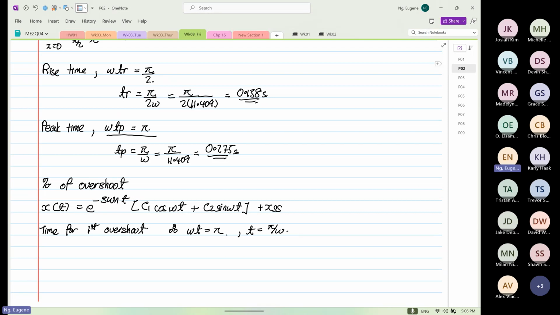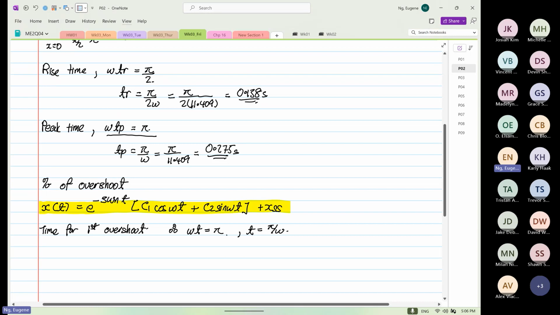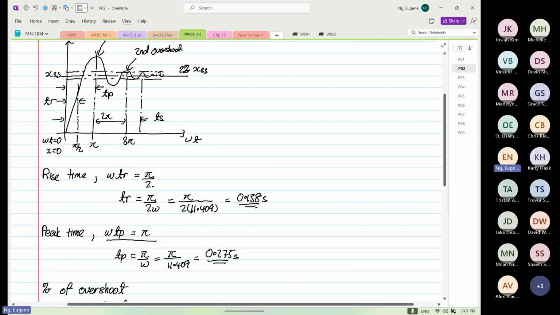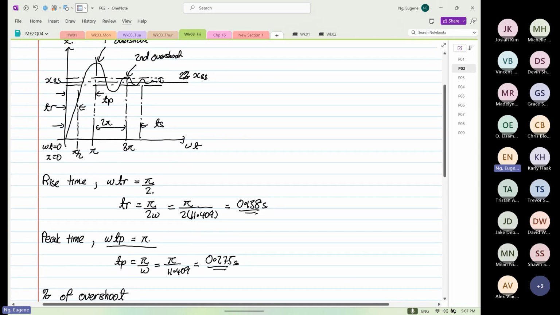Why? Because the equation over here is in terms of what? Time. Okay? That's why you want this expression where time is equal to pi over omega, where you will see your first overshoot. We want to know the first overshoot because the percentage of overshoot will be at its what? Highest. Later on, when you go to the second overshoot, it will what? It will die down. Are we clear? Okay.